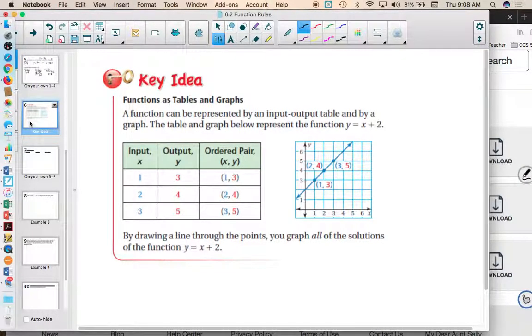Okay, so functions is tables and graphs. A function can be represented by an input-output table and by a graph. The table and the graph below represent the function y equals x plus 2. What's the slope of that function?